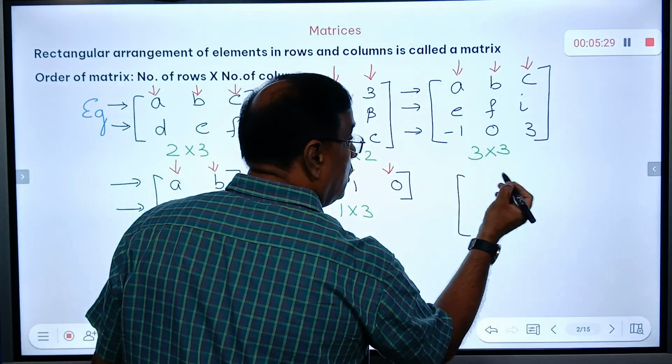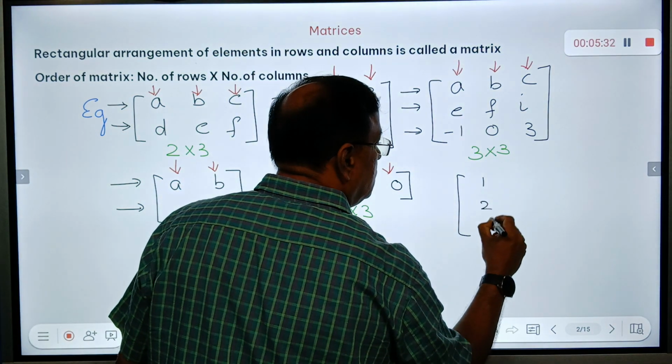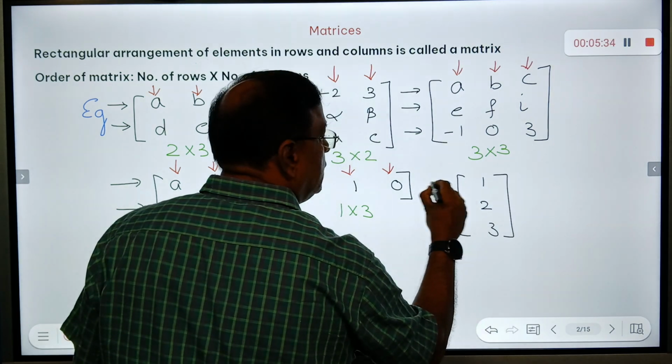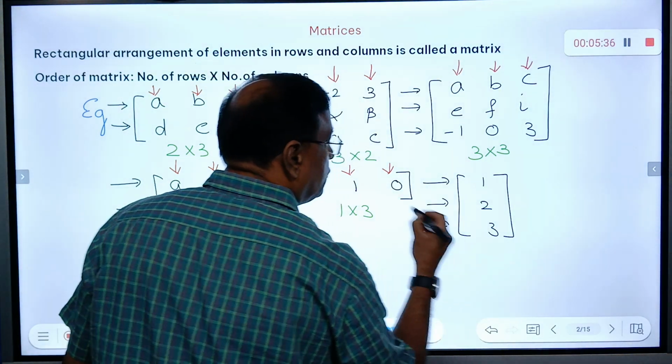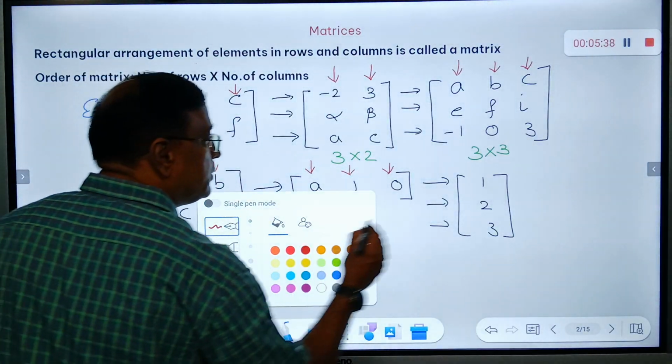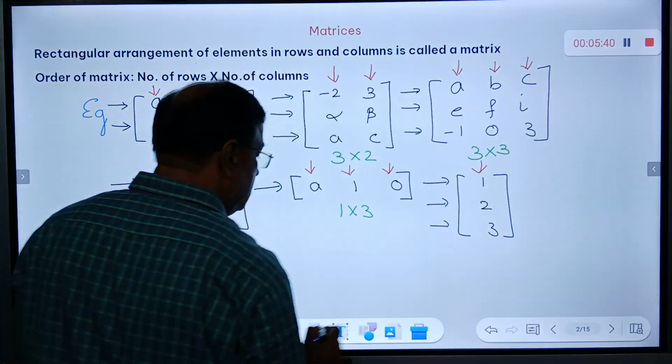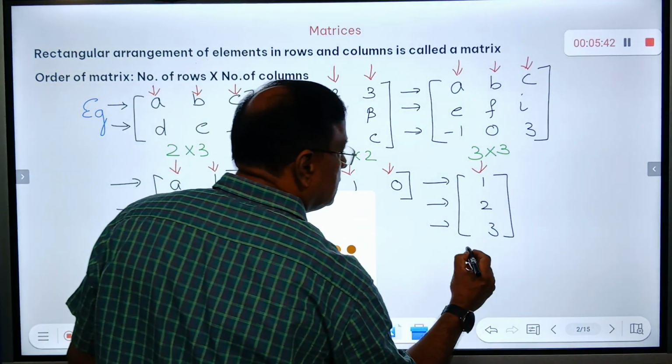So let's take one last example. I have covered almost all types of matrix in this. 1, 2, 3. How many rows are there? It has two rows. How many columns are there? It has one column. So what's the order of this matrix?